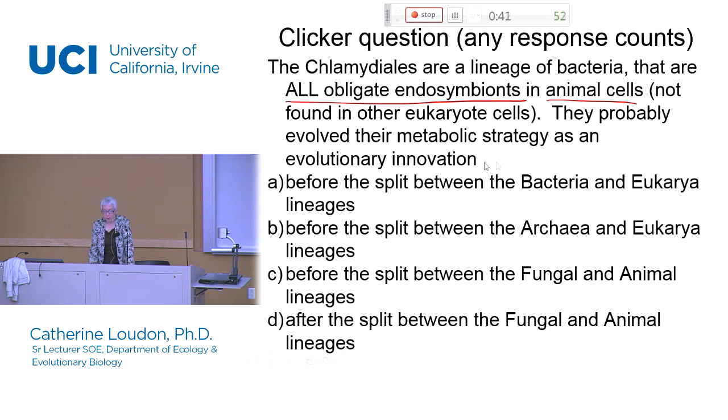You can answer the question by filling out the end here with one of these four choices. They probably evolved their metabolic strategy as an evolutionary innovation before the split between the bacteria and the eukaryote lineages, before the split between the archaeans and the eukaryotes, before the split between the fungal and the animal lineages, or after the split between the fungal and animal lineages. Why don't you take 30 seconds or so to chat with your neighbor and think about this, and I'll check back in with you.